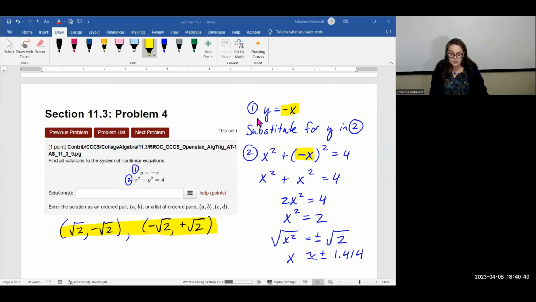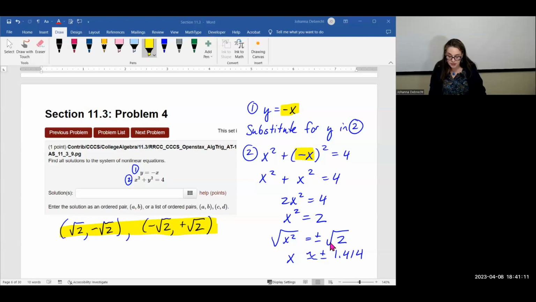I again substituted for y since it was already solved for y, that's less work. And I substituted it into equation 2. So y got replaced by -x. Now notice that the -x is inside the parentheses. This is why the parentheses are so important. This is going to square both the negative and the x, which is going to give me a positive x squared. That gives me 2x squared equal 4, or dividing by 2, x squared equals 2.